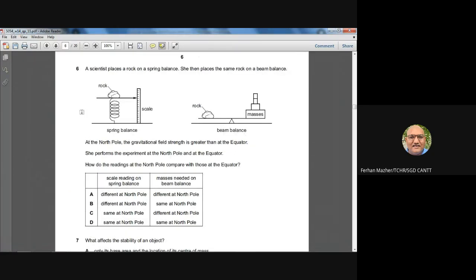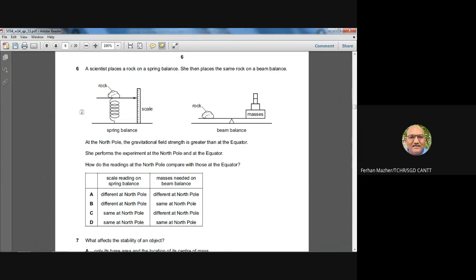A scientist places a rock on a spring balance. She then places the same rock on a beam balance. At the North Pole, the gravitational field strength is greater than at the equator. She performed the experiment at the North Pole and at the equator. How do the readings at the North Pole compare with those at the equator?